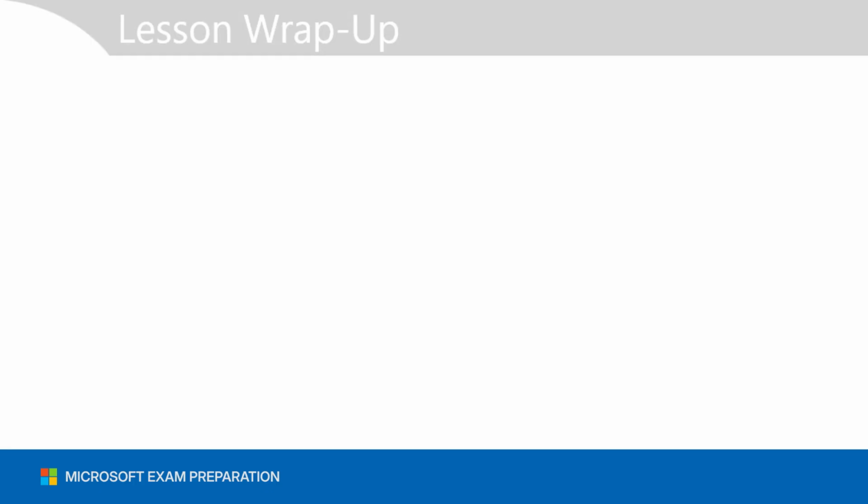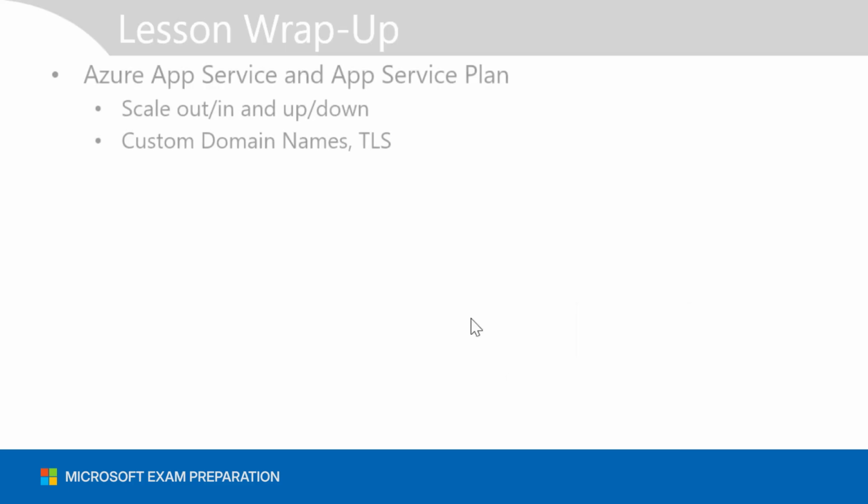So this lesson has been all about Azure App Service. Azure App Service, also called Azure Web App, lives in an app service plan. So the plan is like a container for one or more web apps. You can scale out and scale in. That's called horizontal scaling. You can set up manual or automatic scaling rules. You can scale up and down. So that's adding or changing tiers so that you pay more for more features.